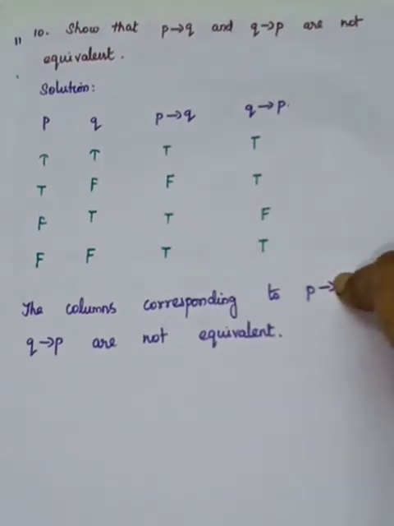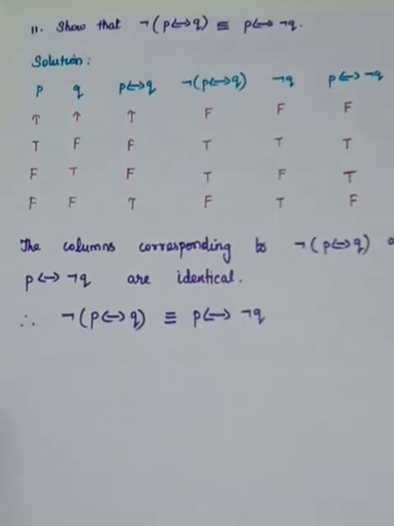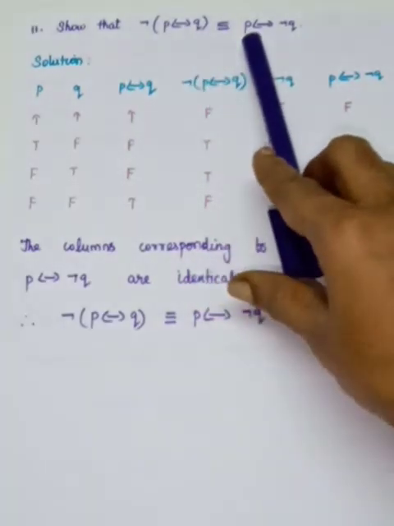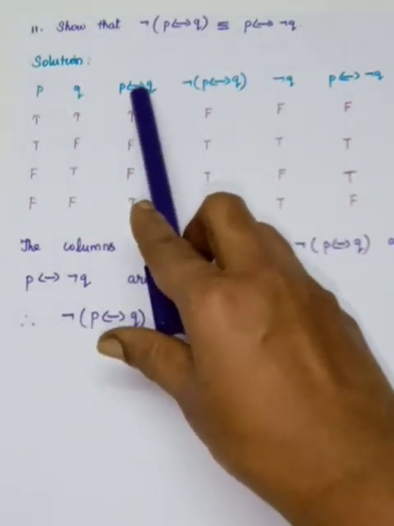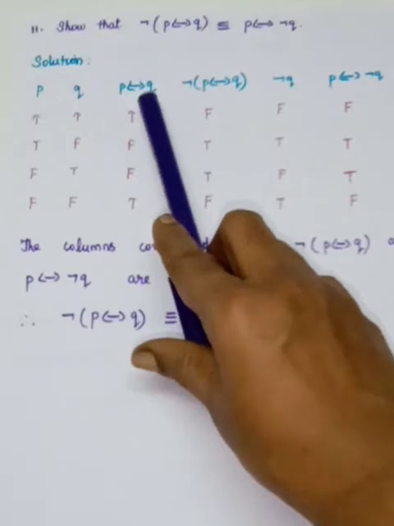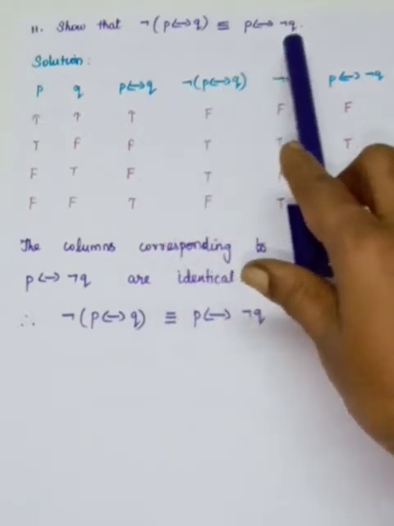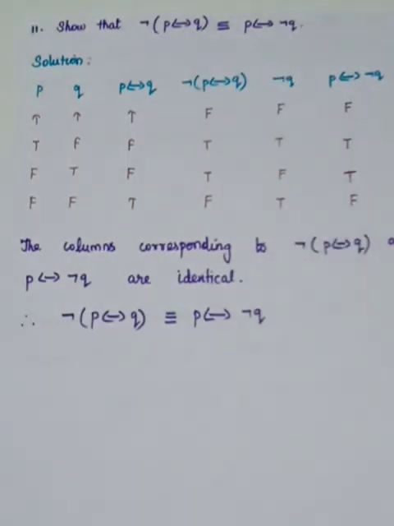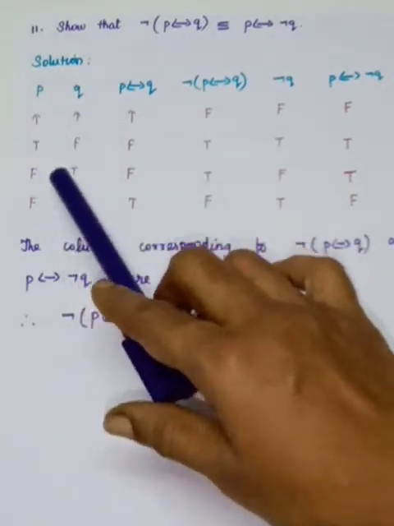Okay, and coming to the 11th problem, show that negation of P if and only if Q is logically equivalent to P if and only if negation Q. So P, Q has to be written. First P if and only if Q, next the negation of P if and only if Q, next negation Q, next P if and only if negation Q. So the compound statements have to be written. In the same way you have to fill up the 4 columns.